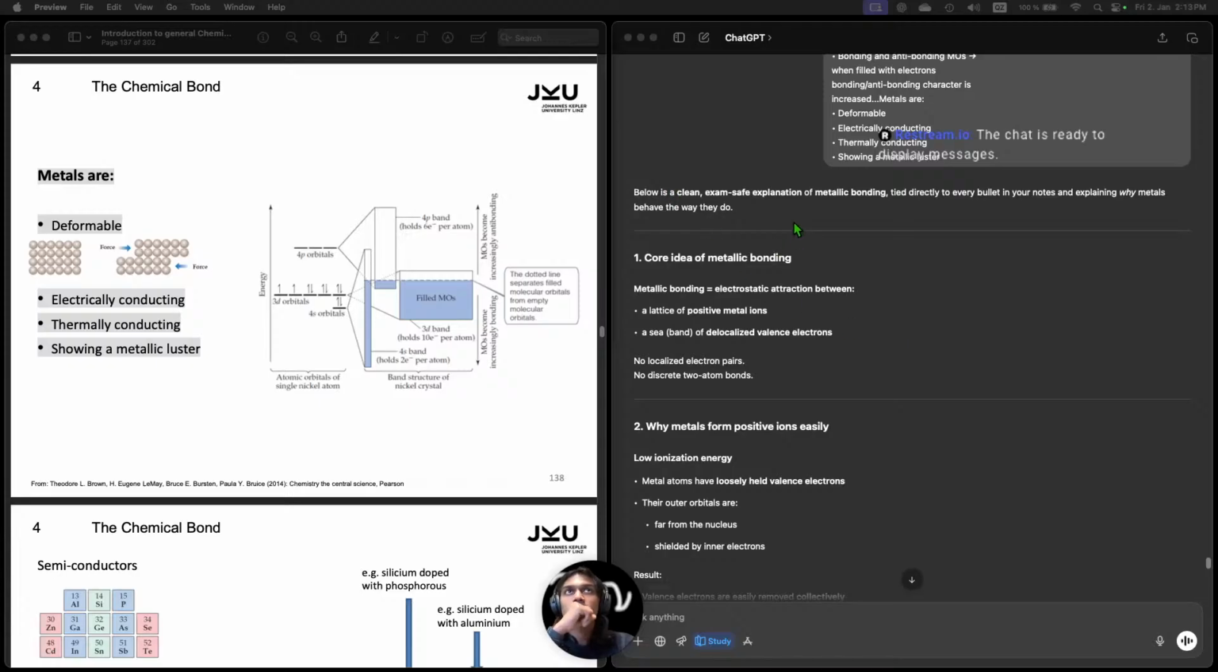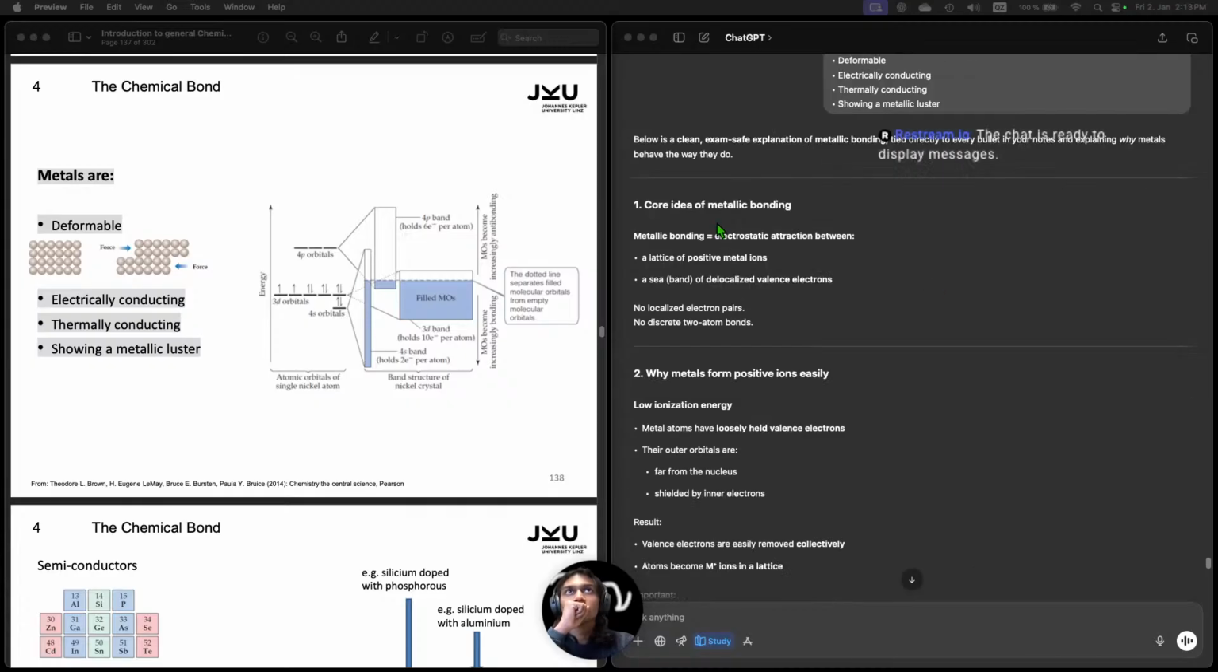Below is the clean, exam-safe explanation for metallic bonding. Metallic bonding is electrostatic attraction between a lattice of positive metal ions and a sea of delocalized valence electrons. No localized electron pair, no discrete two-atom bonds. That's the speciality of metallic bonds. No two-atom bonds.